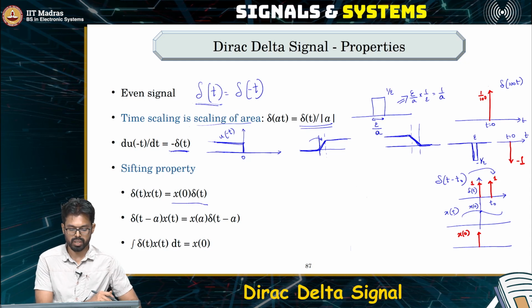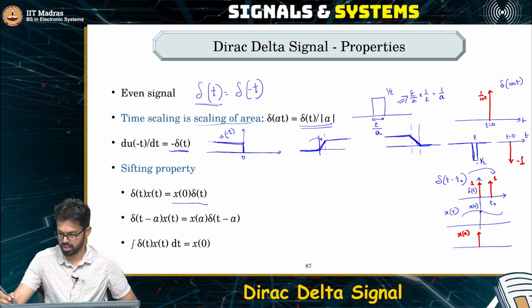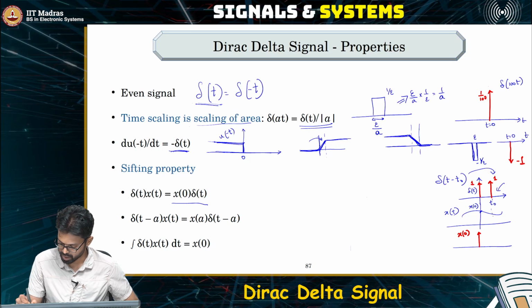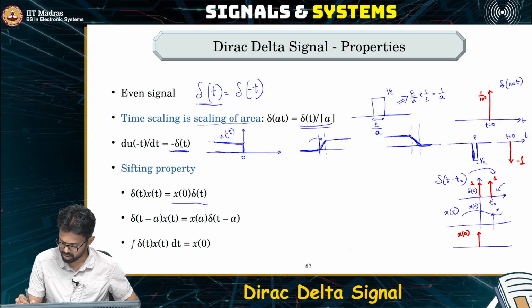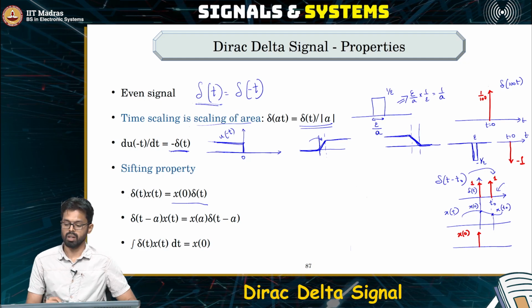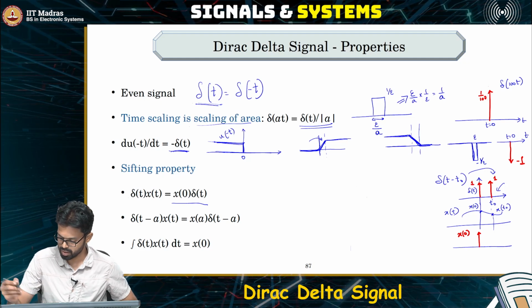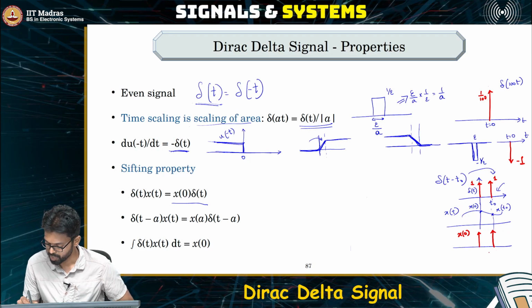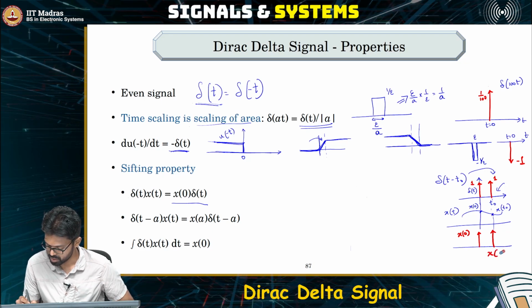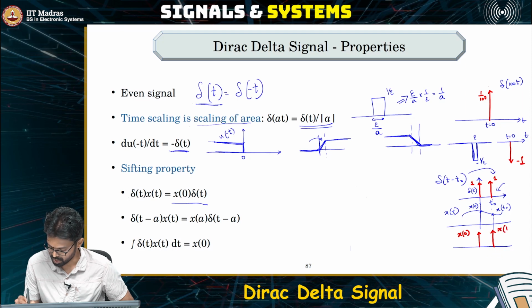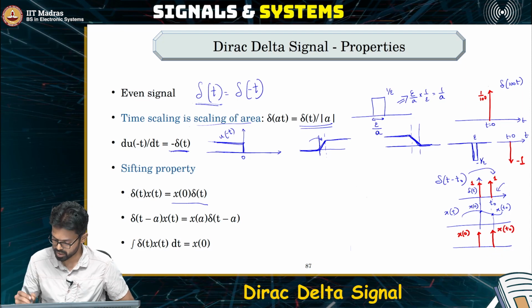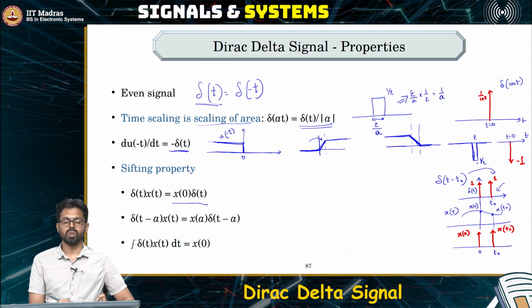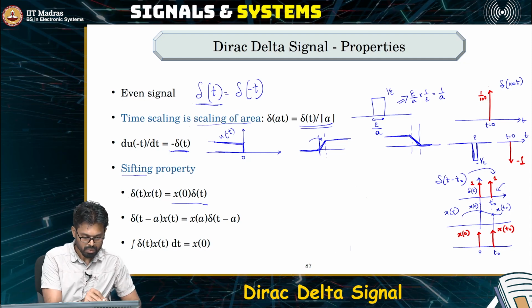Now what if you shift it? Of course, it's the same case, right? So it's the same case that you observe here. So it just gets multiplied with the value at this point, which is x of t naught, right? So which would result in a Dirac delta function at this point, which has an area x of t naught. The location is t naught. Okay, so this is called the shifting property.